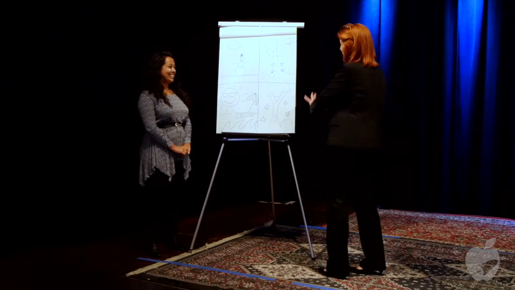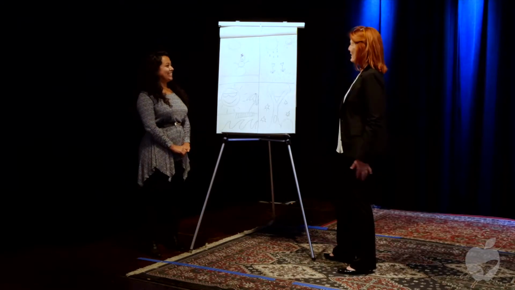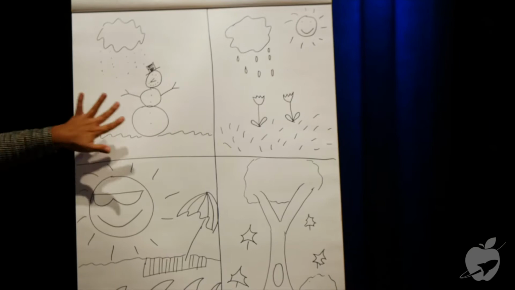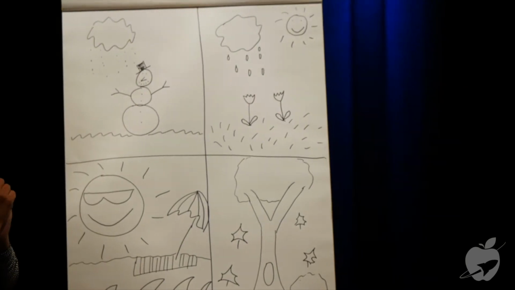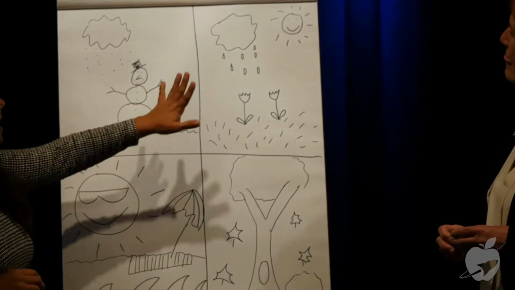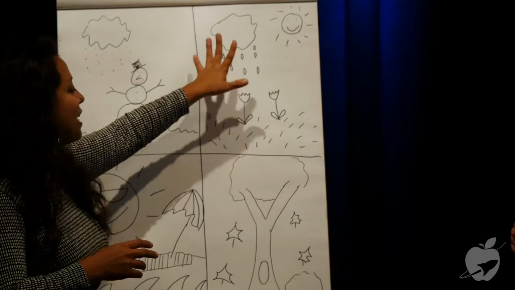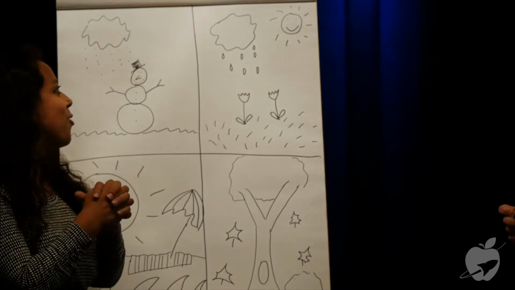Rachel, thanks for coming up. I love all the busyness of this. Tell me about the seasons. What do you know? Okay, so we have winter, and obviously it snowed, and we have a lovely snowman here. And then here we have spring. The flowers are blooming, and we have plenty of rain coming down.